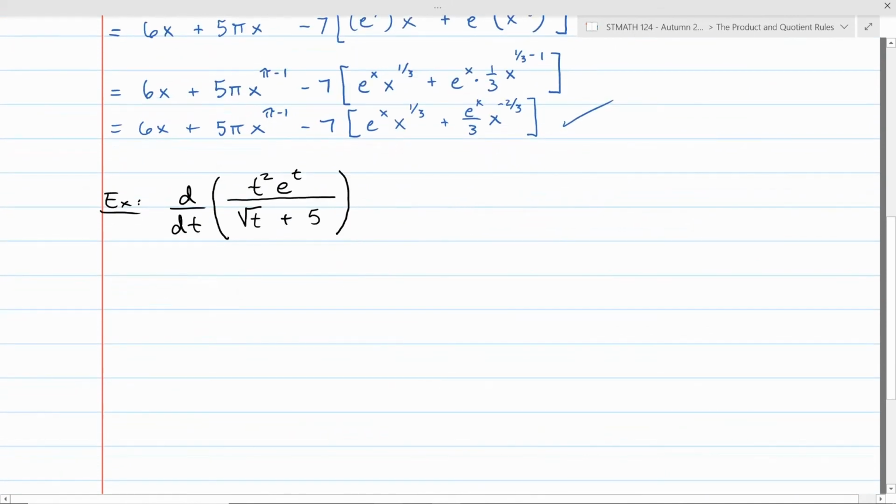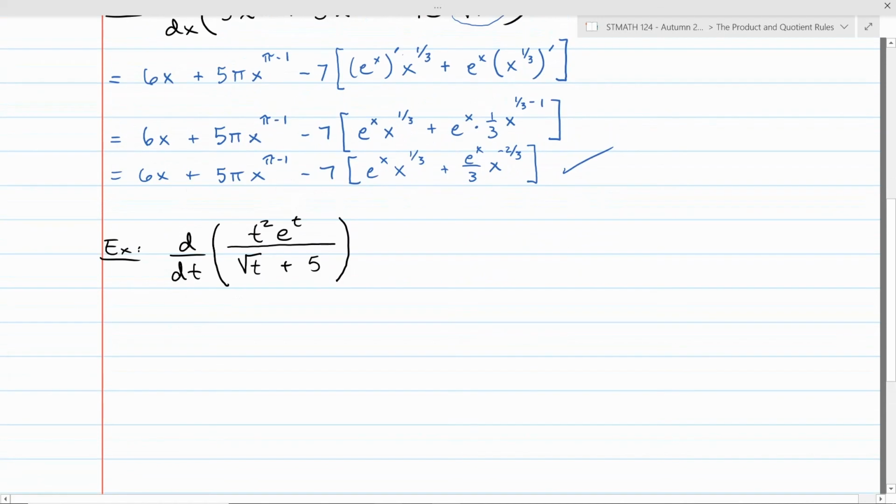Here's an example that combines a few different rules. In the numerator, there's a product. So when I go to taking derivatives of the numerator, I'll have to use the product rule. But the whole thing is a fraction, so I need to use the quotient rule. So yeah, you can definitely combine multiple rules in doing a derivative. So let's do this one.